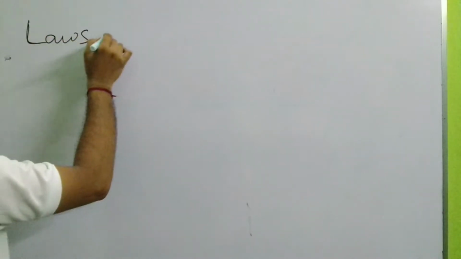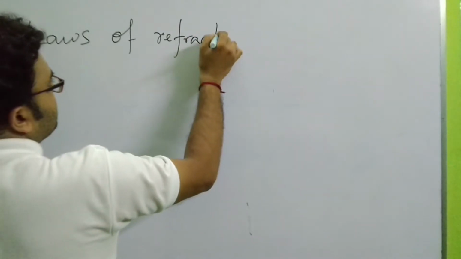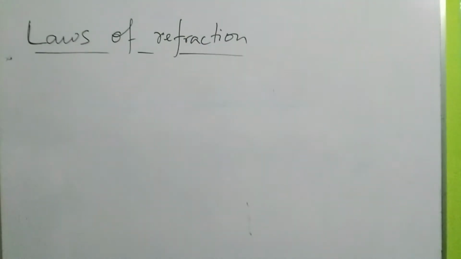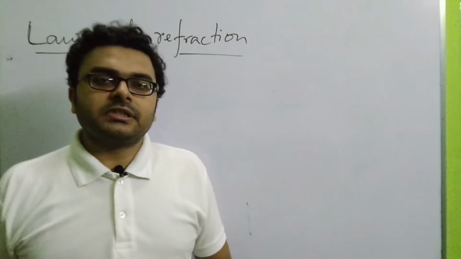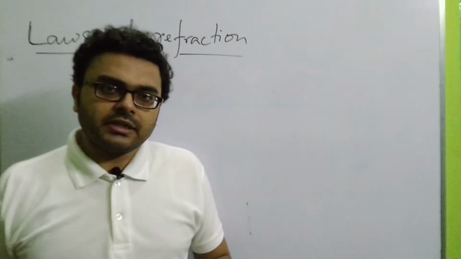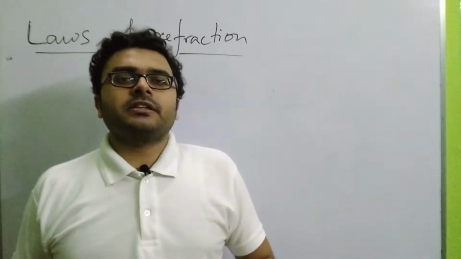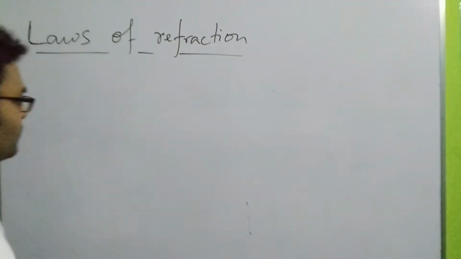You have already learned about the laws of reflection, isn't it? So what are the laws of refraction then? As you have learned in case of reflection, the first law states that the incident ray, the reflected ray and the normal at the point of incidence lie in the same plane. It is much the same case for refraction also. The incident ray, the refracted ray and the normal at the point of incidence lie in the same plane. So just note it down.